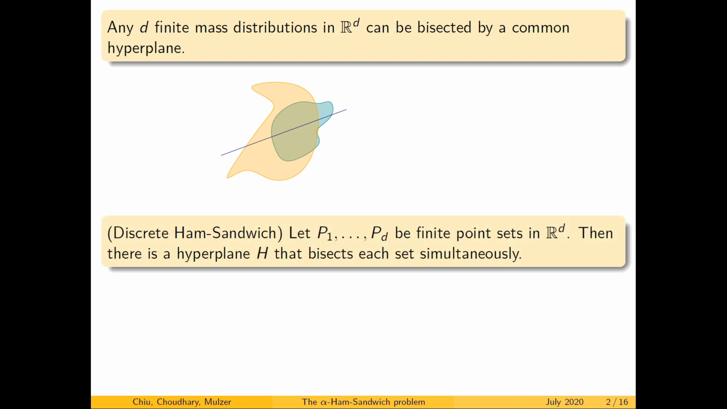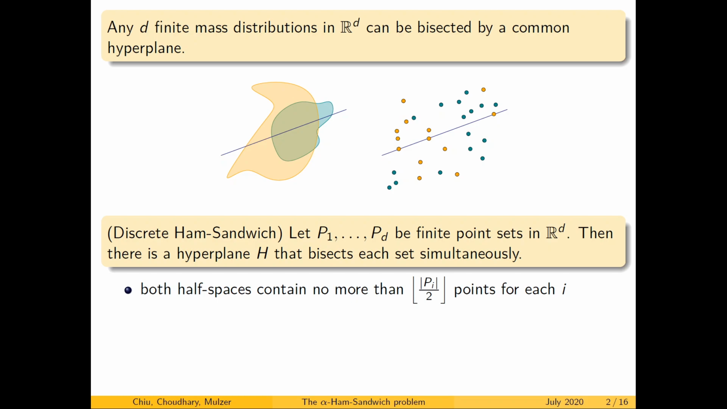There is also a discrete version of this theorem where the masses are now replaced with finite point sets, and again there is a hyperplane that bisects each of the point sets. As a simple example, here we have point sets of two colors and this line divides both colors. More precisely, both half spaces determined by the hyperplane contain no more than half the points for each color. The ham sandwich theorem has been proven using the Borsuk-Ulam theorem, and there are no assumptions on the points.